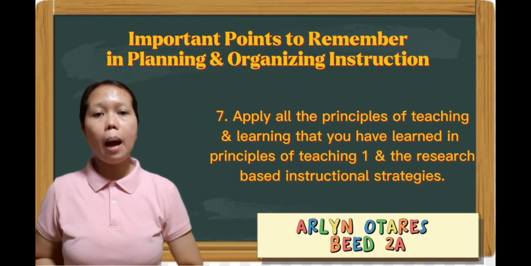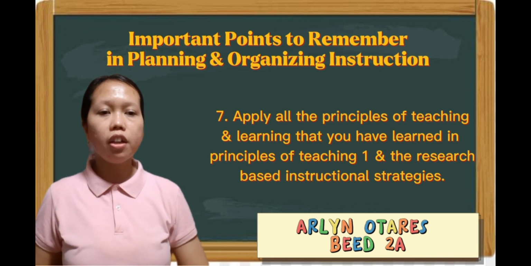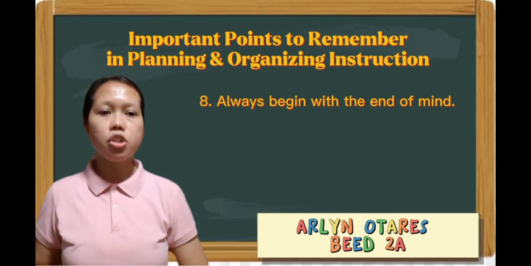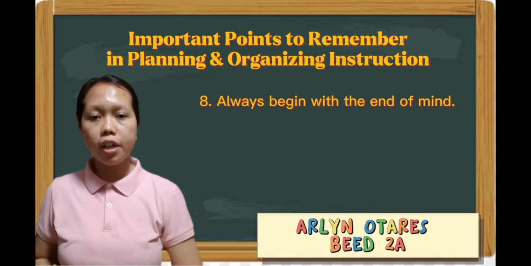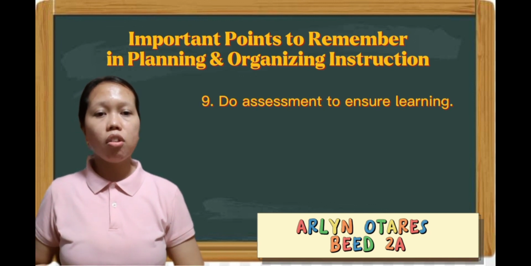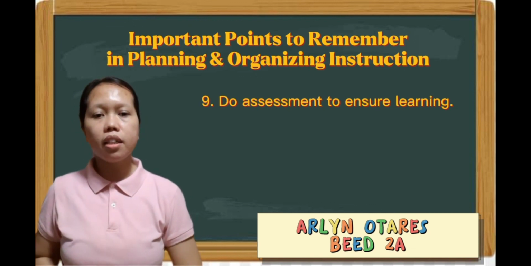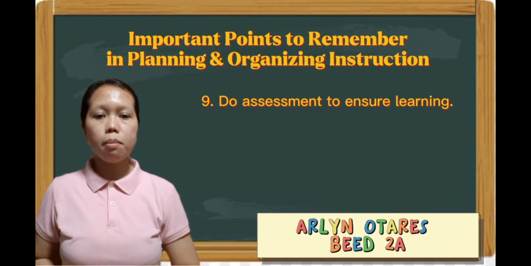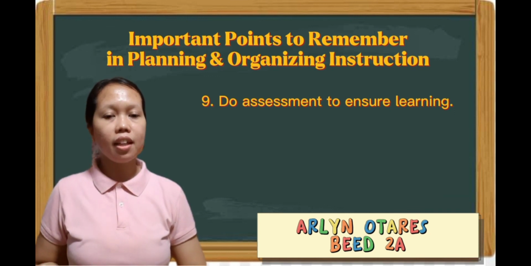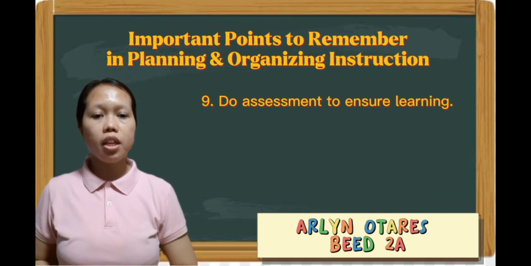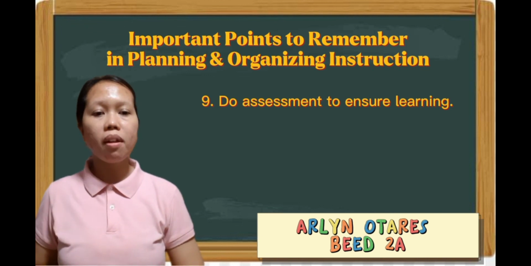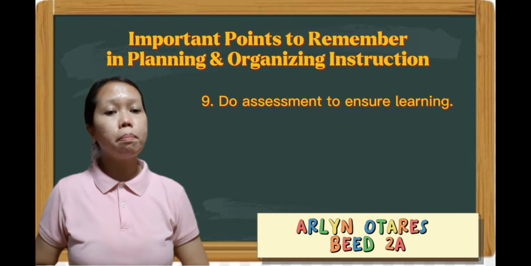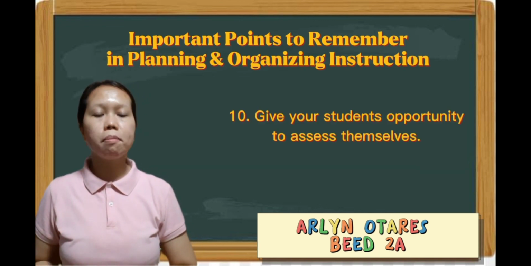Number 7, apply all the principles of teaching and learning that you have learned in Principles of Teaching 1 and the research-based instructional strategies. Number 8, always begin with the end in mind. Number 9, do assessment to ensure learning. During instruction, for attainment of competencies, we have the formative test. At the beginning of instruction, for entry skills and knowledge, we have the diagnostic test. And at the end of a unit or grading period, for content and performance standards, we have the summative test.